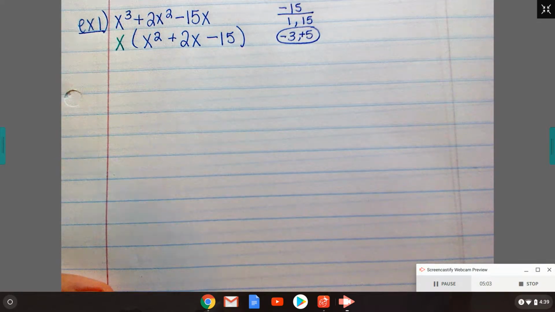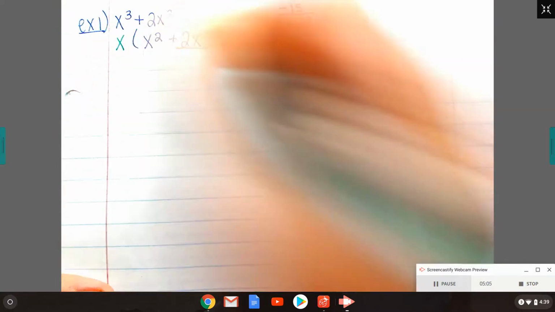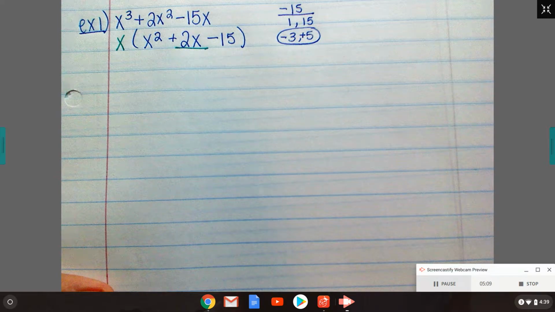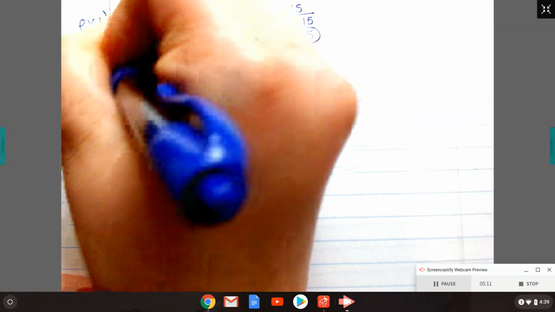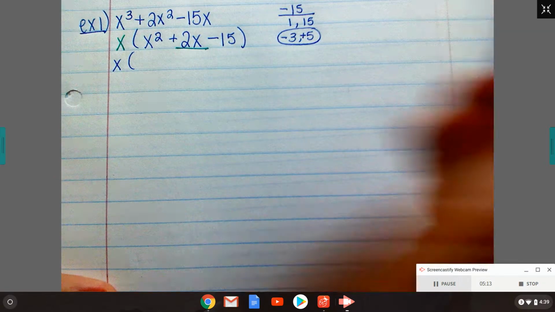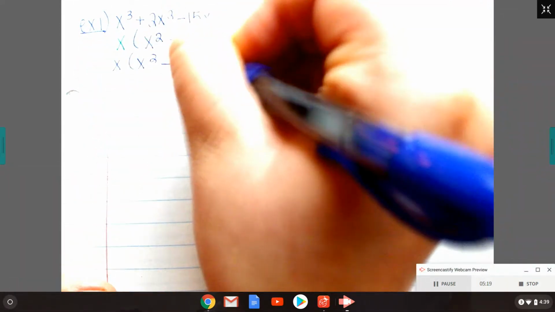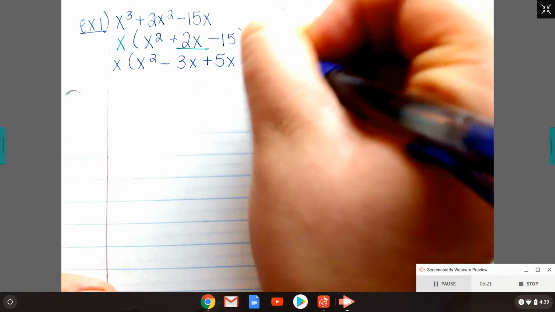And let's replace what we have in here. So we'll replace our 2x with a negative 3x and a 5x. So let's make sure we have this x still hanging out up front. And then on the inside, we've got x squared minus 3x plus 5x minus 15.